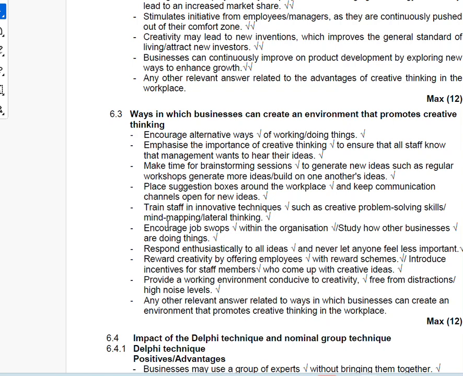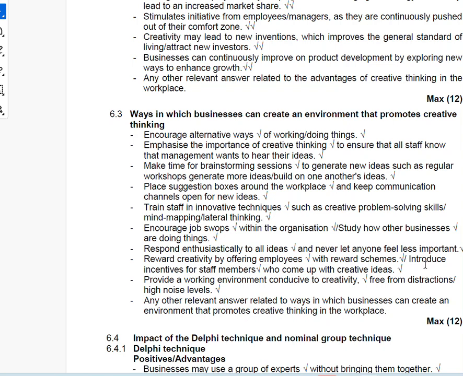So these are the ways in which business can create an environment that promotes creative thinking. Let the employees know that they are allowed to make decisions. Swap the roles. Have initiatives. Have rewards that allow the employees to be creative thinkers.